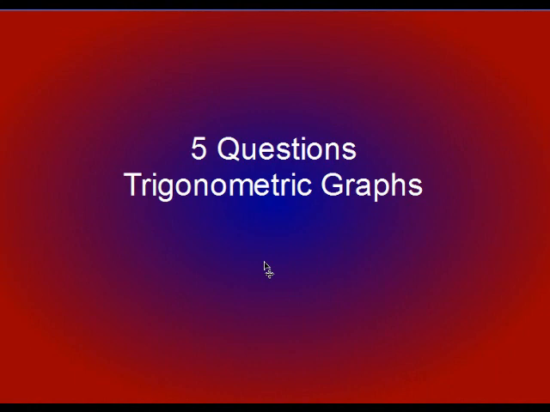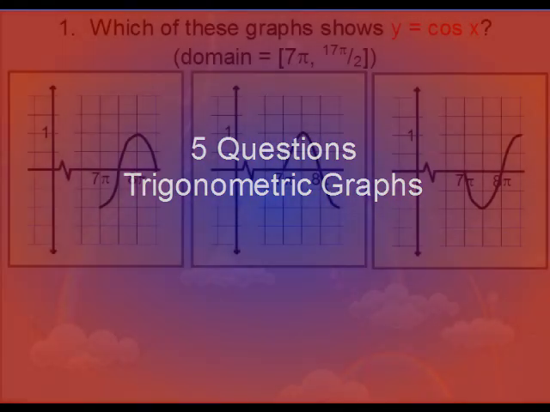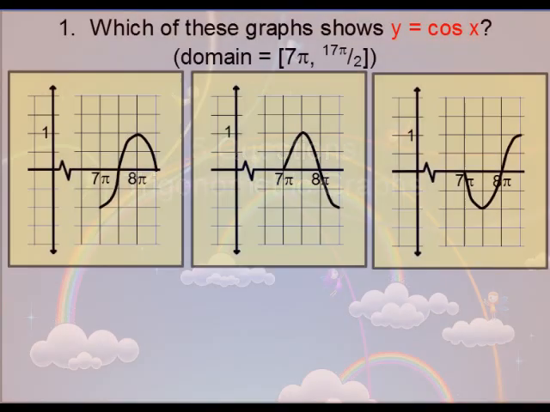This is 5 questions, and for this one what we're going to do is focus primarily on trigonometric graphs: sine, cosine, secant, cosecant, tangent, and cotangent. Let's get to our first one here.